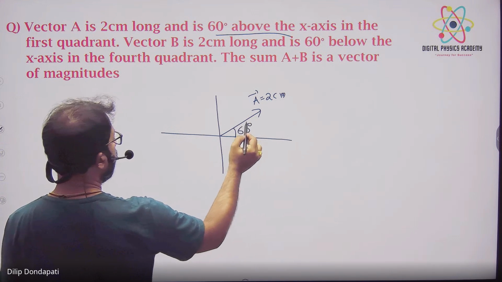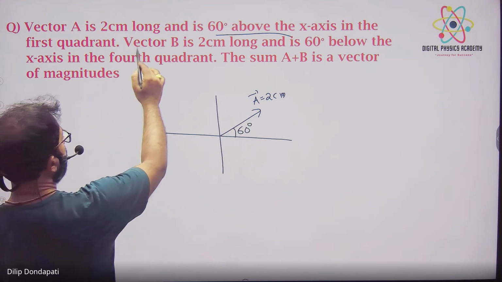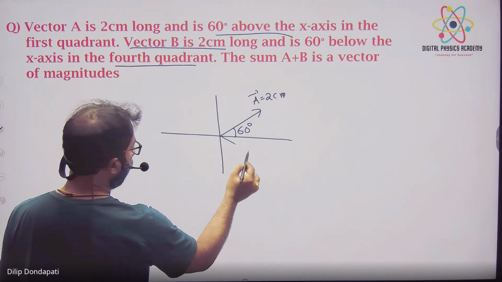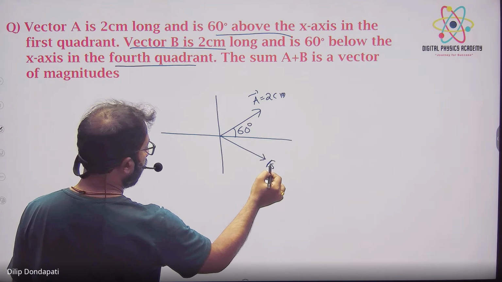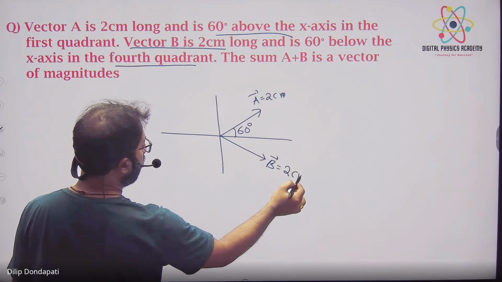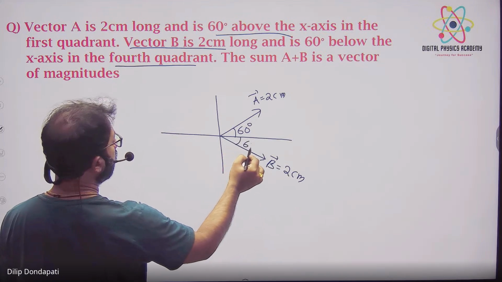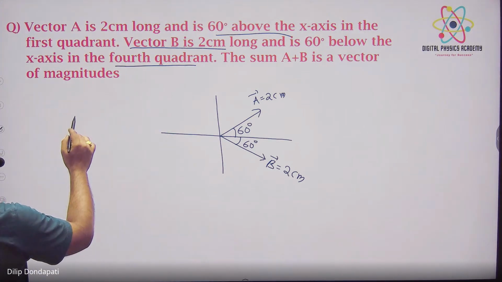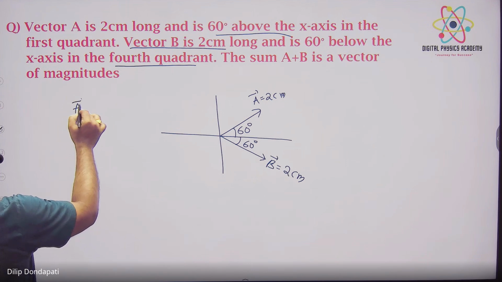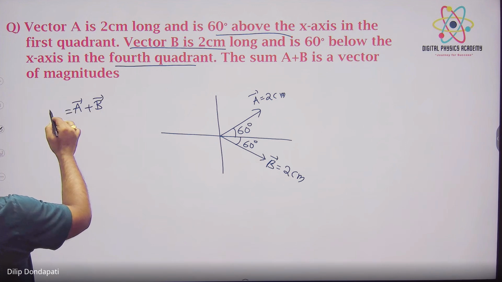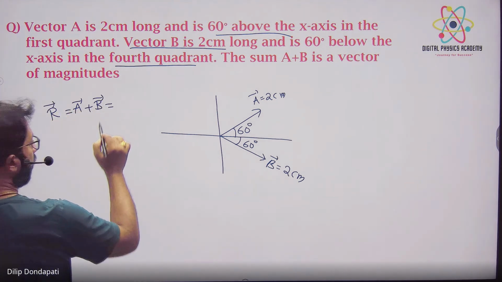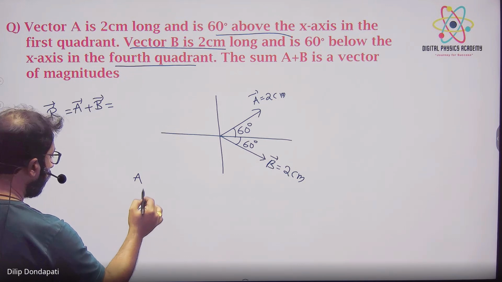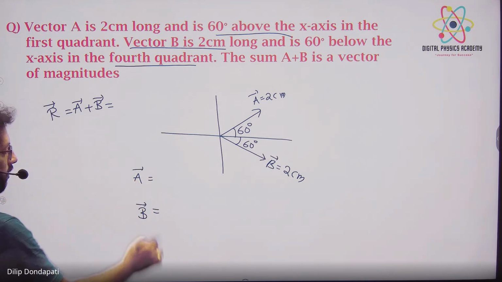60 degrees में first quadrant में is, and vector B is 2 centimeters long, 60 degrees below the x-axis in the fourth quadrant. So vector B, कितना है? That is 2 centimeters only. Angle is 60 degrees. Okay. He is saying to find the sum of A vector plus B vector, I want to find the resultant. You don't know A vector, you don't know B vector. First try to get the A vector, B vector, then only you can add it.